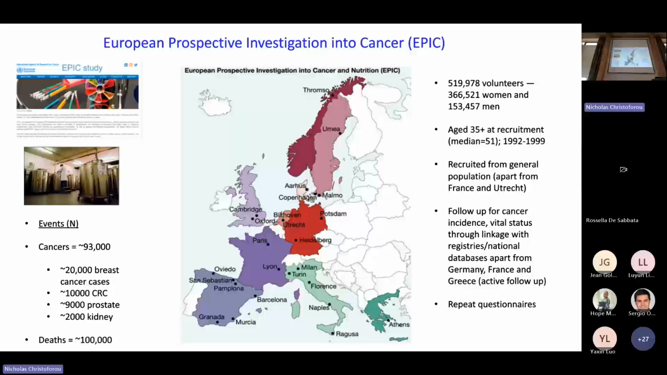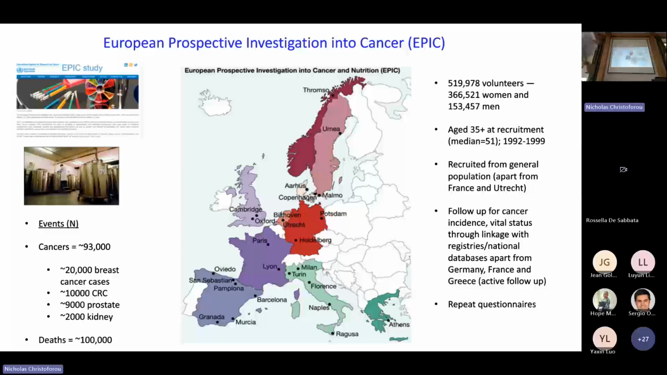The cohort's ongoing, and because of the size of the cohort and the length of follow-up, we now have a very large number of incident cases which have arisen since baseline. At the last round of follow-up a few years ago, we had around 93,000 new cancer diagnoses which had occurred since baseline, including around 20,000 breast cancers, 10,000 colorectal, 9,000 prostate, and 2,000 kidney, and around 100,000 deaths. We're going through a new round of data centralization within EPIC now, and we're anticipating these numbers will increase quite substantially because of the age structure of the cohort and the length of follow-up.